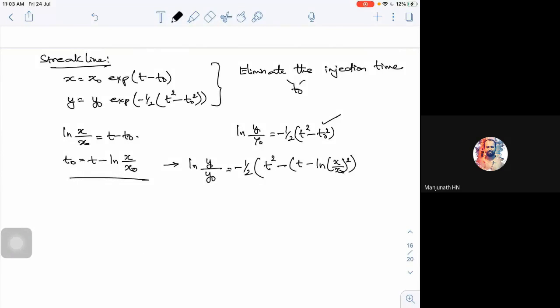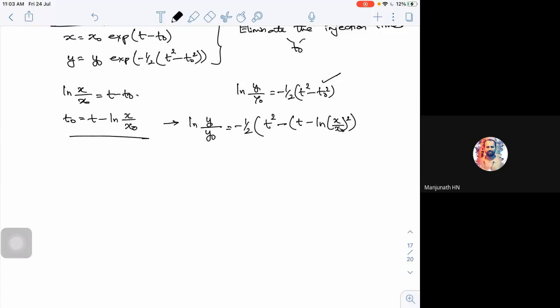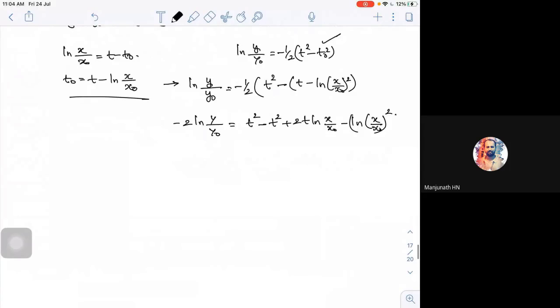Now if I take this particular thing to the left hand side, this will become minus 2 into ln of y by y naught is equal to, I can substitute this as t square, this is the a minus b whole square formula, so I can get it as a square plus b square minus 2ab. So minus of minus will become plus 2 into t into ln of x by x naught, and minus into minus ln of x by x naught whole square. Now this will be the equation what I want, because the t square terms just simply cancel out.